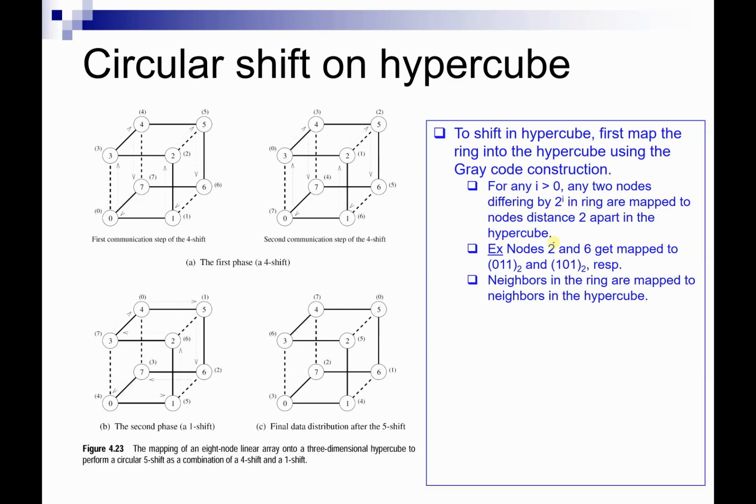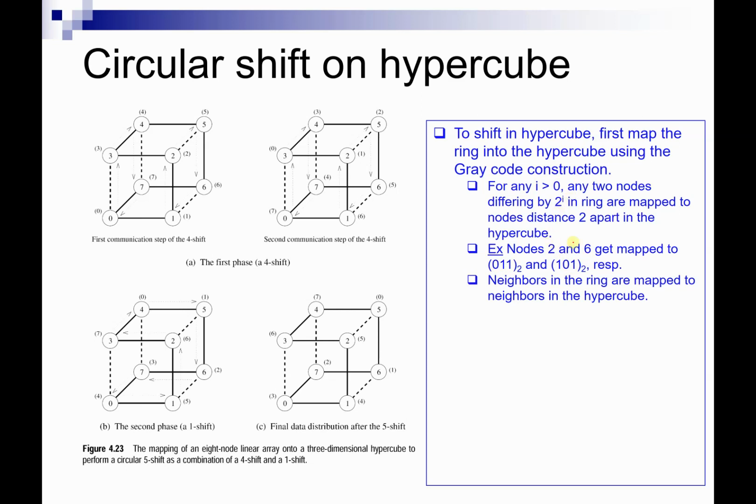For example, if you take two nodes, 2 and 6 in the ring, they differ by a power of 2, they differ by 4. If we have 8 processes, then node 2 is going to get mapped to 0, 1, 1 in the hypercube based on the gray code ordering, and 6 gets mapped to 1, 0, 1. Now these two nodes in the hypercube differ in 2 digits, the first and second digits, and so their distance is going to be 2 in the hypercube. It turns out that this holds for any i larger than 0.